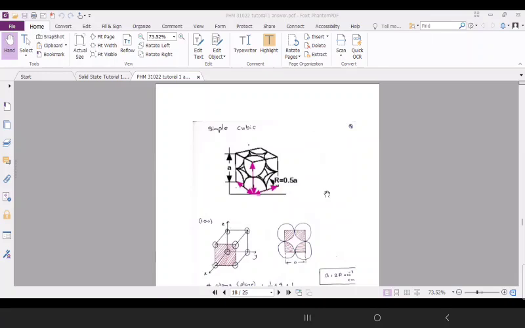You have to do this for only simple cubic for this particular plane, coordinates 1, 0, 0. Can anyone tell the answer for the PD value of this 100 for simple cubic?